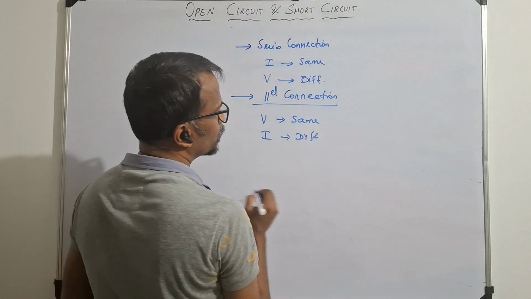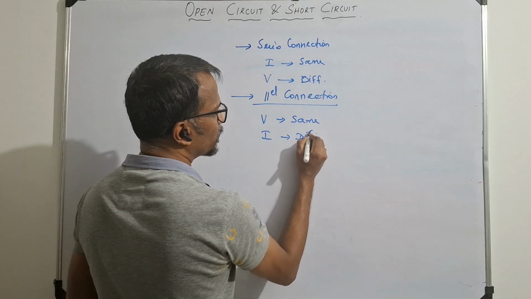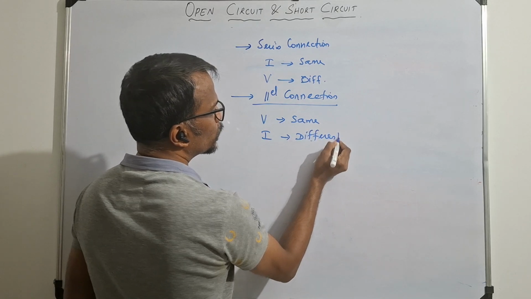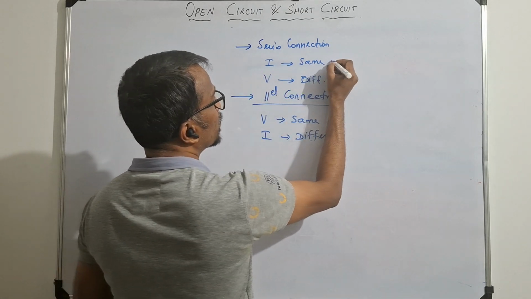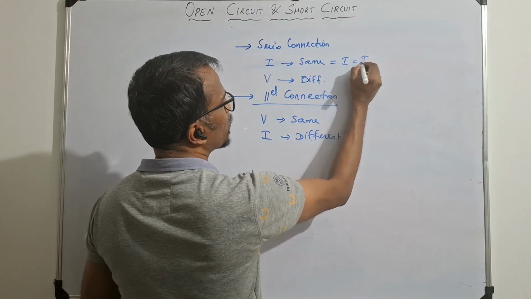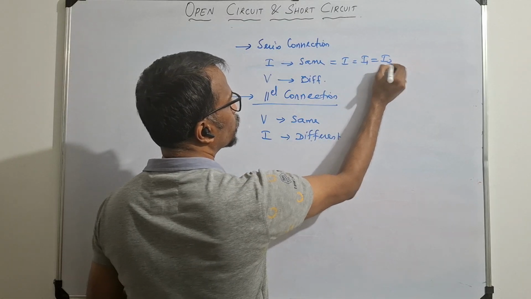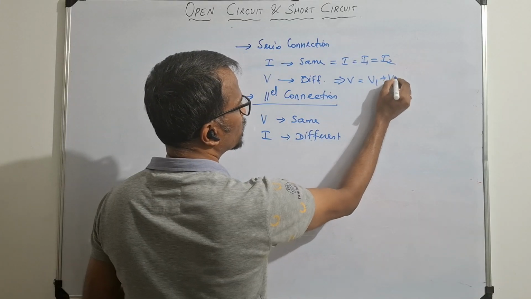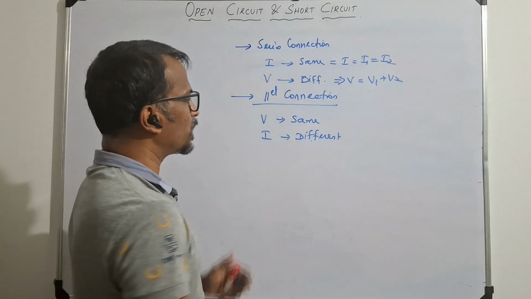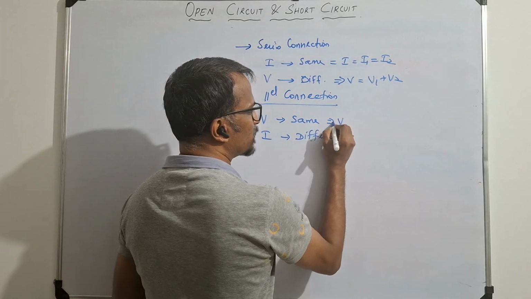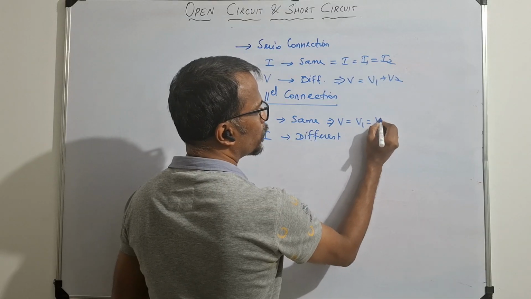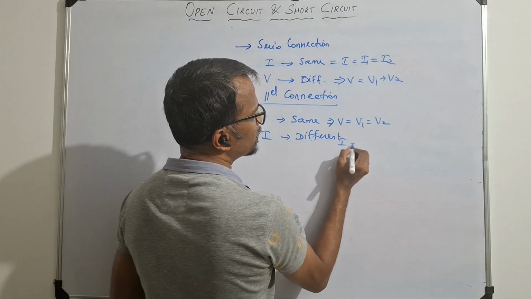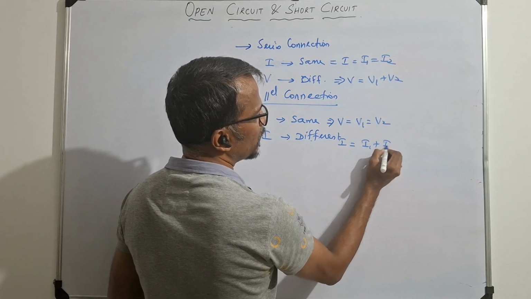So in series we can say current I is equal to I1 equal to I2, and voltage V is equal to V1 plus V2. In this parallel connection, voltage V is equal to V1 equal to V2. Current I is equal to I1 plus I2.